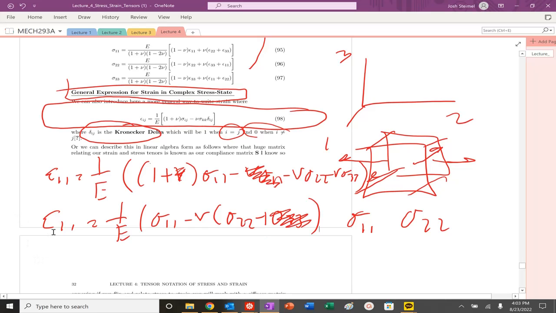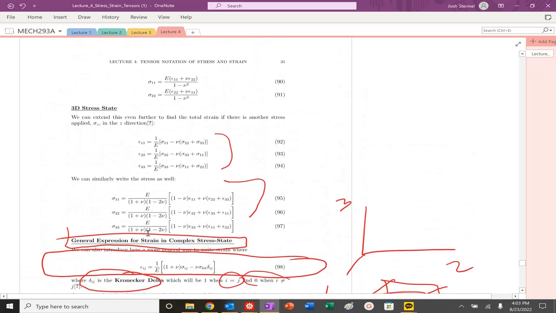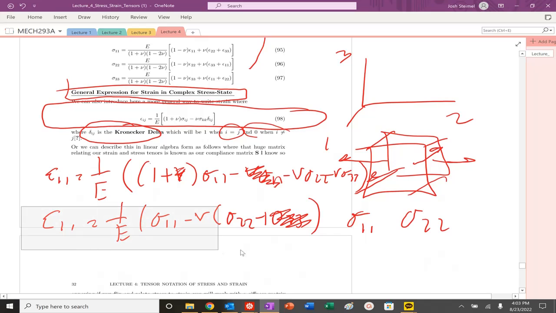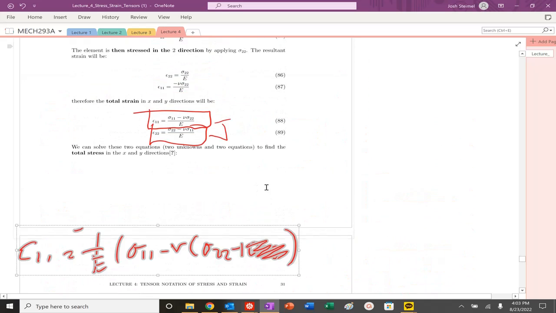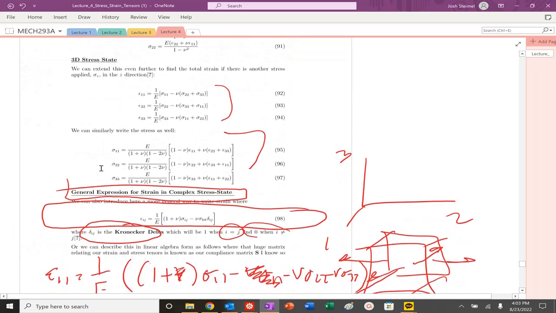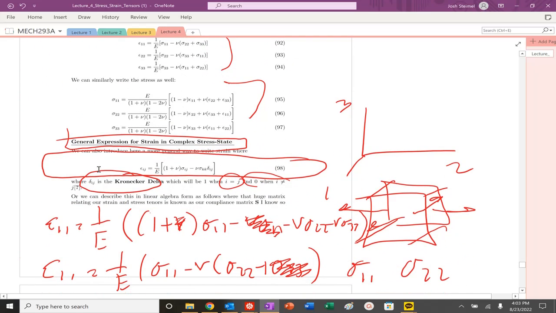So I'm left with an expression for epsilon 11, and actually I'm going to copy it here. Let's go over here. So you see that these expressions are equal, right? Sigma 11 over E here, minus nu sigma 22 over E here. So this is our general expression, and we could write out every stress and strain like this.